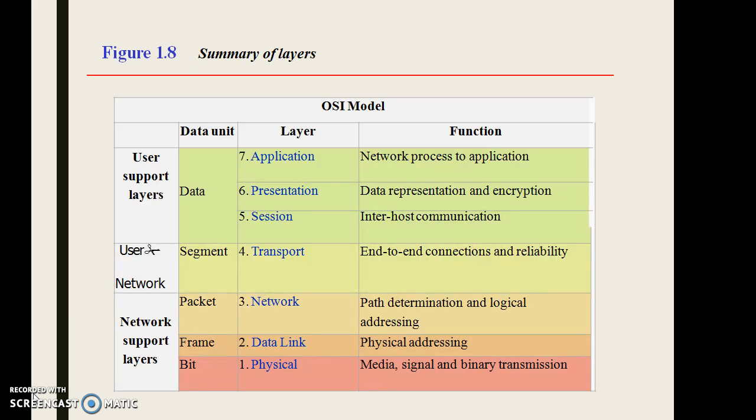The summary of the 7 layers. First one, different layers. Second column, data unit. Third one, layer. And fourth one, functions. I already said the physical, data link, network or network support layers, and the fourth layer, transport layer, is nothing but end-to-end connections and reliability. Its data unit is segment. And the last 3 layers, that is session, presentation, application, are the user support layers.